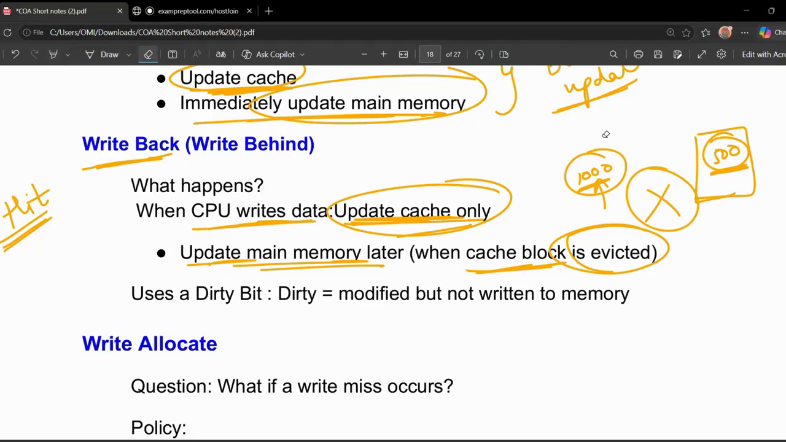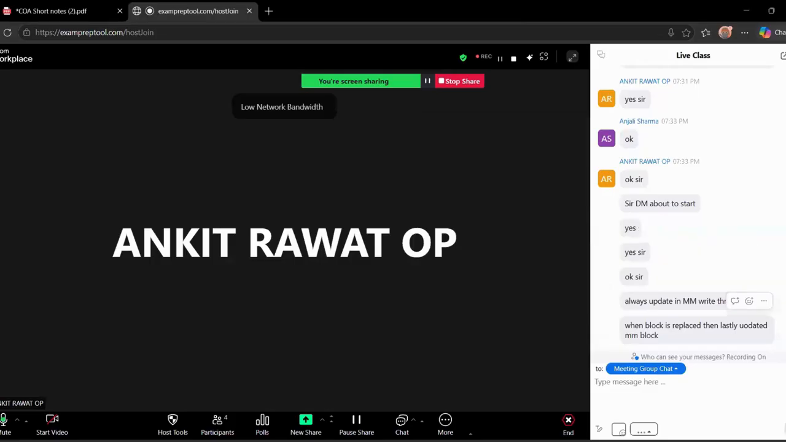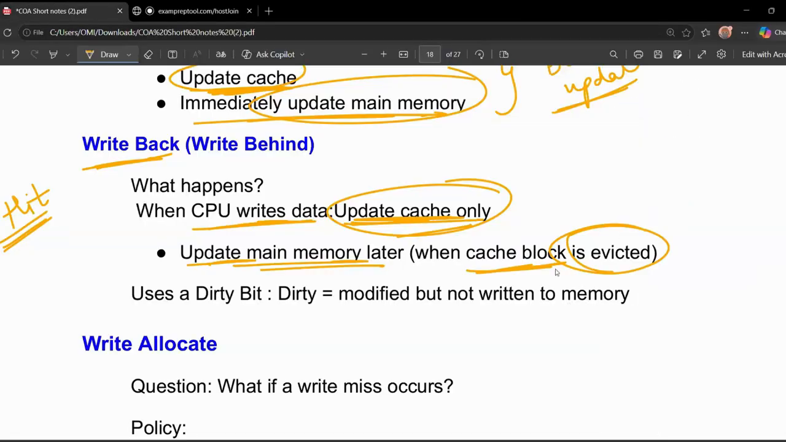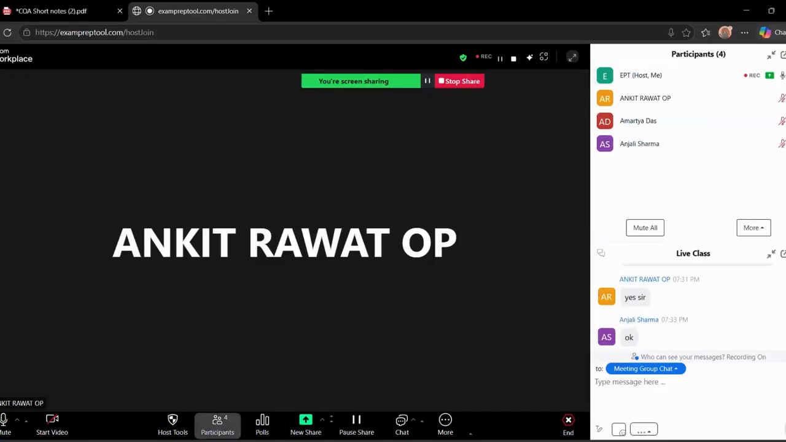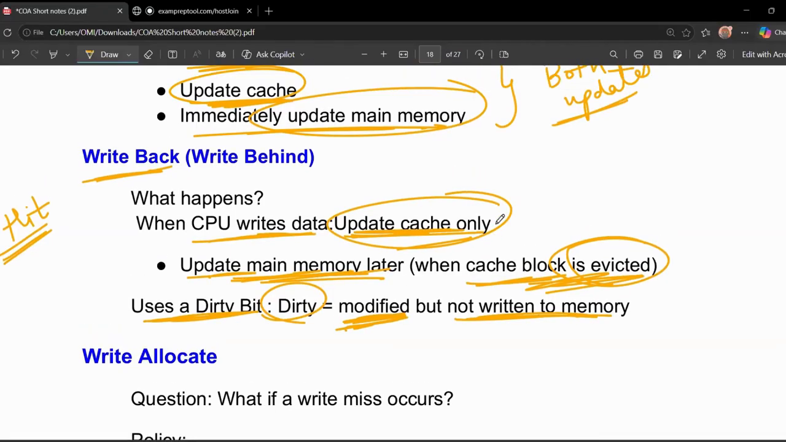I have given an analogy of a bank; I hope you can get it. So here, when the cache block is evicted, only at that time do you update the main memory. Now it uses a dirty bit. The dirty bit says that the block is modified but not written to main memory. When it is evicted, at that time you update the main memory. Got it? So this is write back. Its other name is write behind.